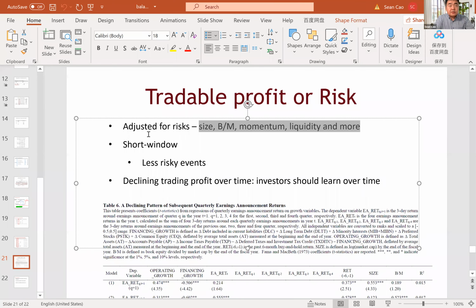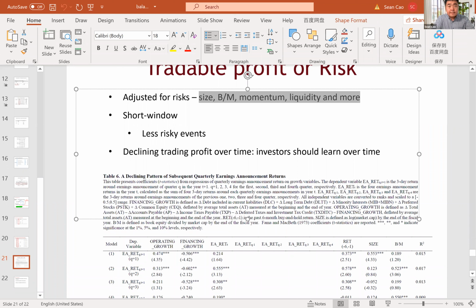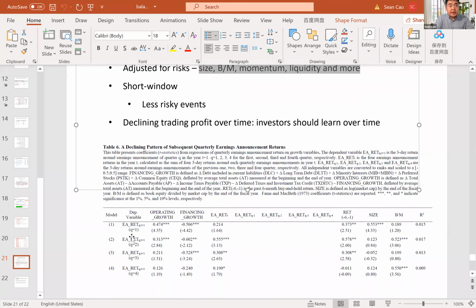We adjust for risk. We can adjust for risk for a short window. So let's look at the table together. Look at it. The positive growth can predict the following earnings announcement. For the next earnings announcement, it's a weaker result. For the third earnings announcement, no result. Fourth earnings announcement, no result.